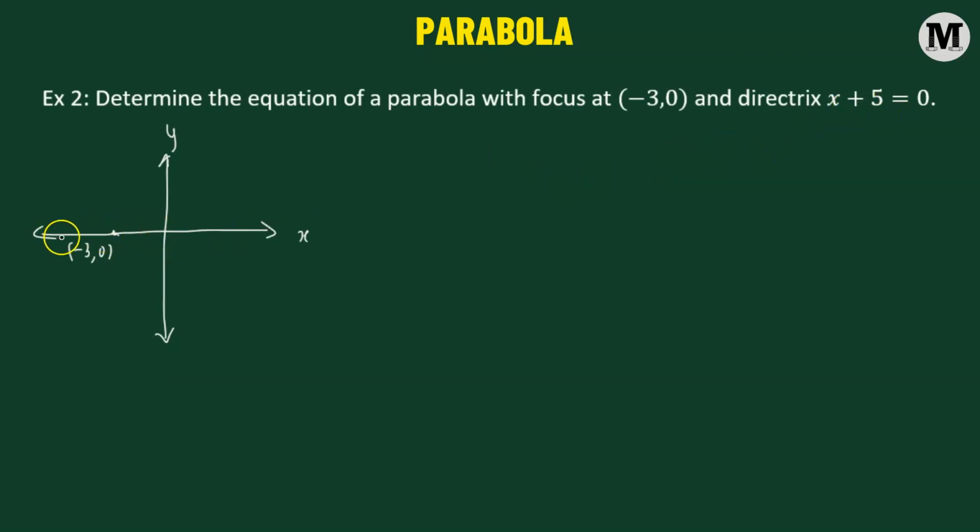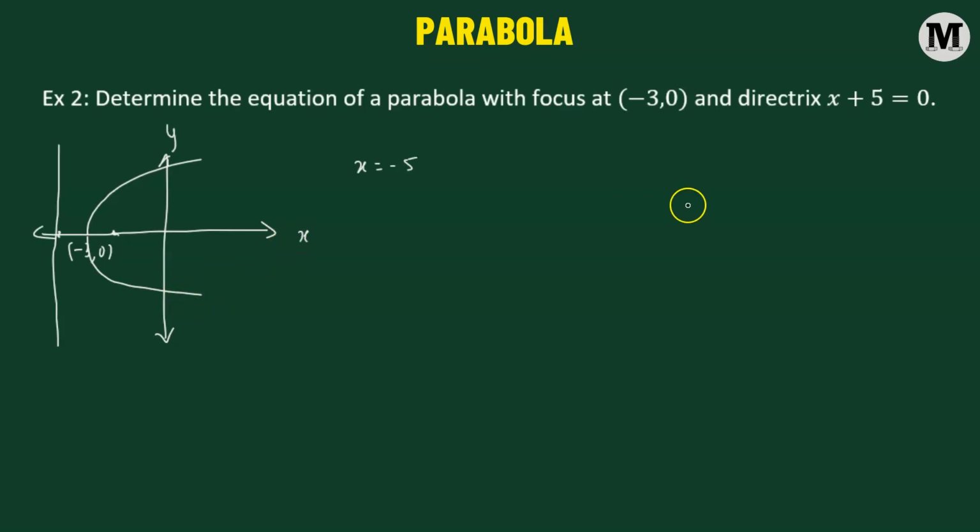Now, x plus 5 equals 0 corresponds to x equals -5. So here our directrix is going to lie to the left of the focus, which means that this is actually a right facing parabola, not a left facing parabola. That means our parabola is going to look something of this particular form. And let's try to find out the equation of the parabola.